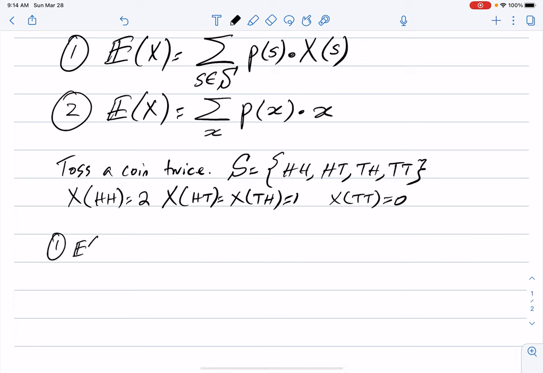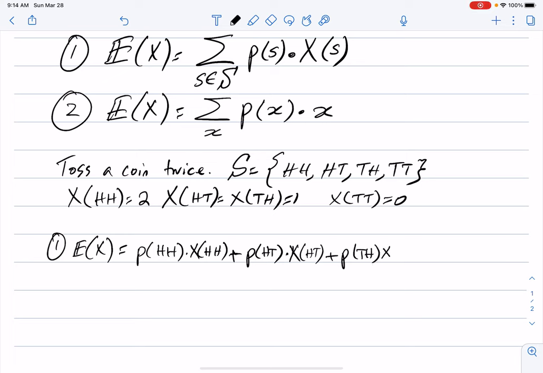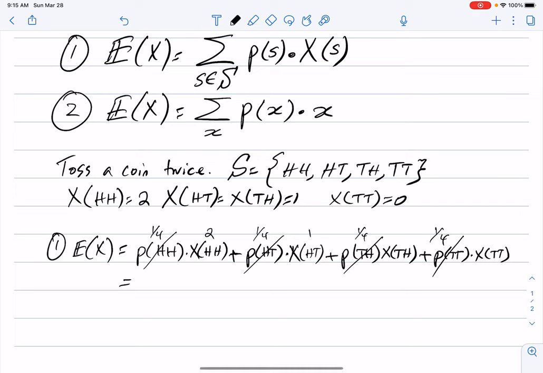Based on the first definition, the expected value of X is the sum over all outcomes in the sample space of the probability of that outcome times the value of that outcome under X. So this is the probability of HH times X of HH, plus the probability of HT times X of HT, plus the probability of TH times X of TH, plus the probability of TT times X of TT. All these probabilities are 1/4. X of HH is 2, X of HT is 1, X of TH is 1, X of TT is 0. So we have 1/4 times 2 plus 1/4 times 1 plus 1/4 times 1 plus 1/4 times 0, which gives us 1.